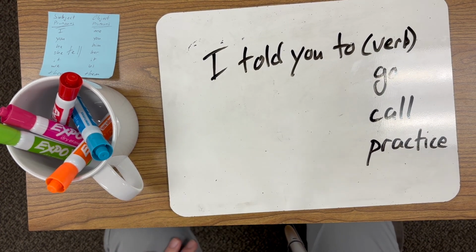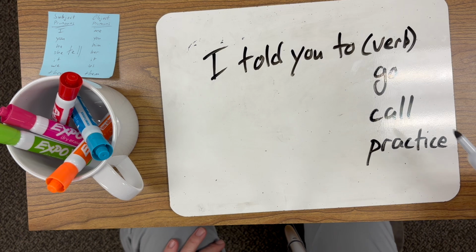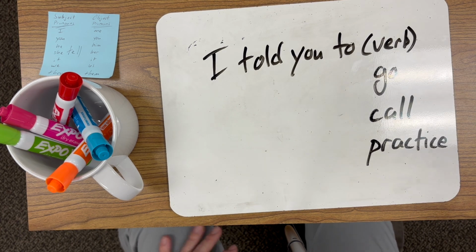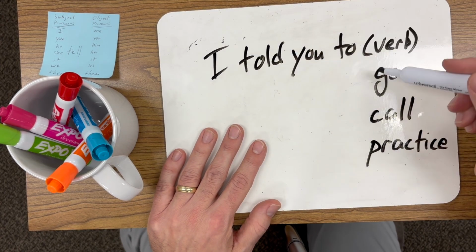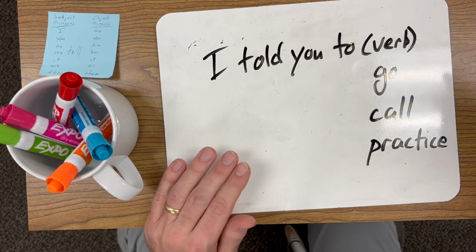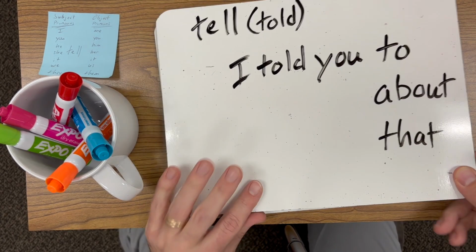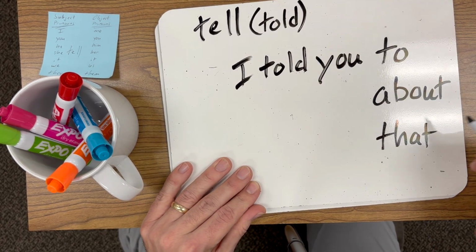If you say, I told you go, I told you call, I told you practice, people may understand you, but you'll sound more clear, more like an English speaker if you can say, I told you to go, I told you to call, I told you to practice. So that's how we say, I told you to with a verb afterwards.